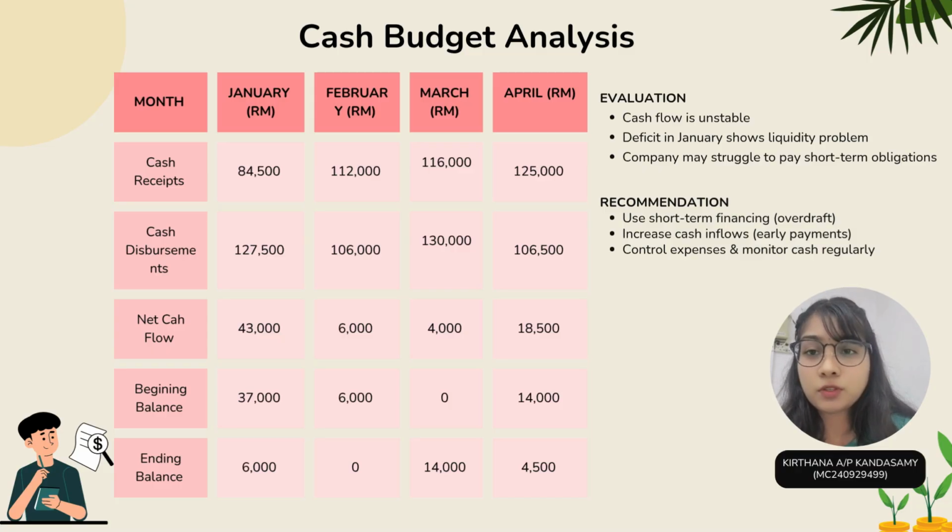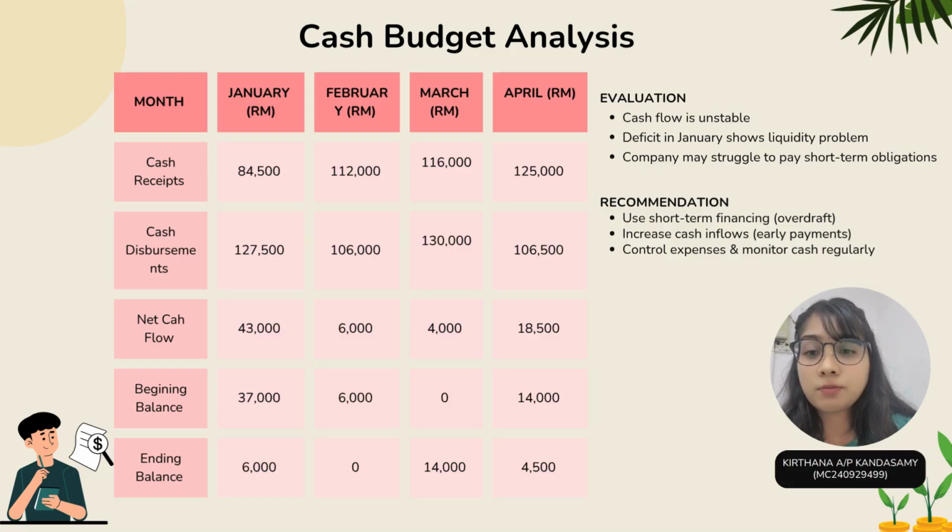So today I would like to explain about the cash budget from January to April. So first we can see that the cash coming in is increasing from RM 84,500 in January up to RM 125,000 in April. So overall the business is improving in terms of income, but the problem is with the cash going out.